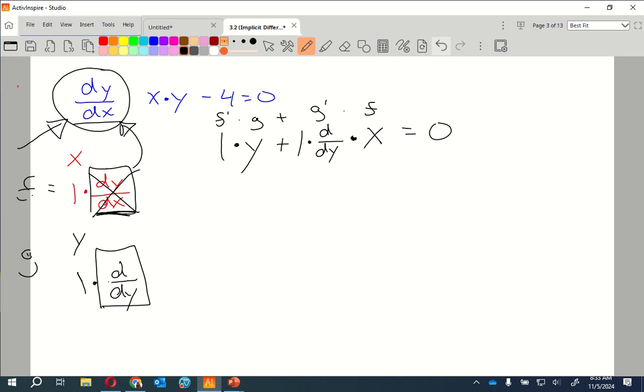All right, so let's go ahead and put those together. So I'm going to take away what I have, and so now I'm going to isolate a little bit. So this is going to turn into y plus 1 times x is x dy dx equals 0.